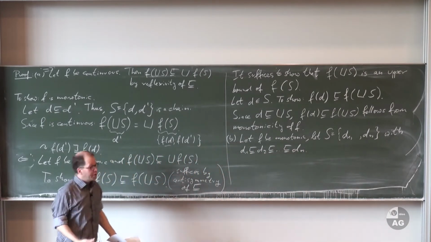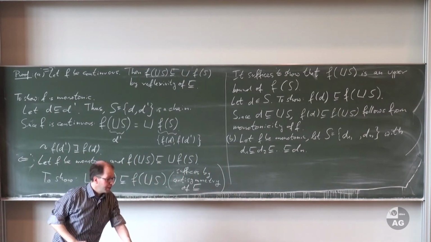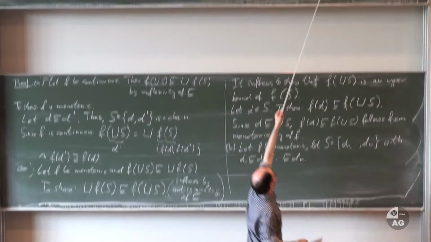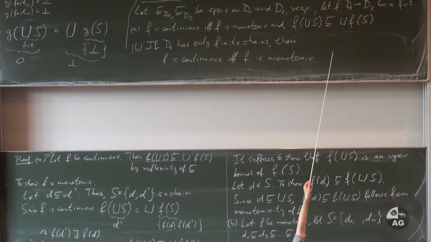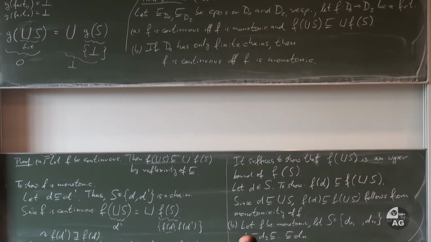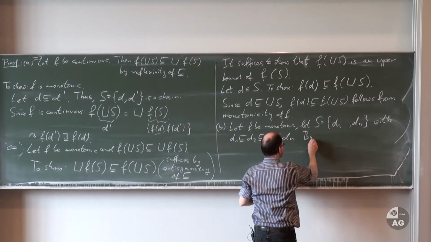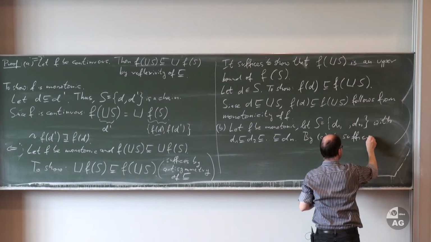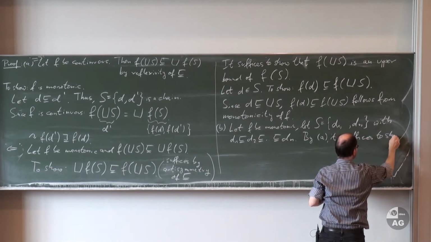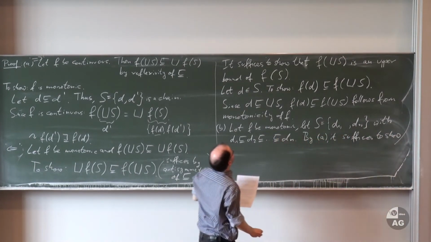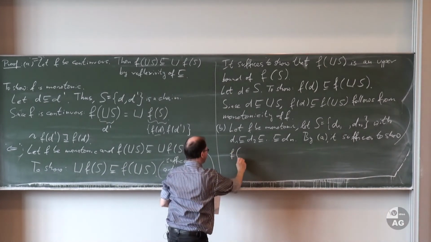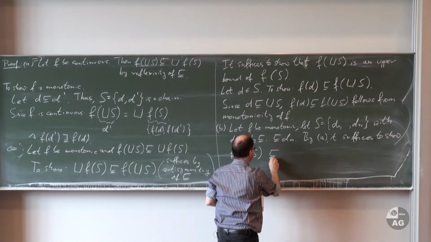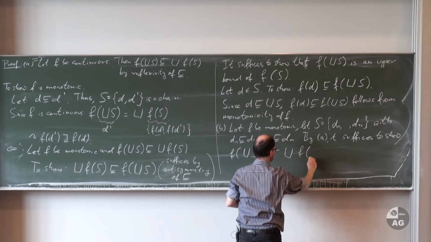And what do we have to show? We have to show that F is continuous. And by part A, it suffices to show this direction here, because monotonicity plus this direction implies continuity. So by A, it suffices to show just F of the least upper bound of S is less defined or equal than the least upper bound of F of S.